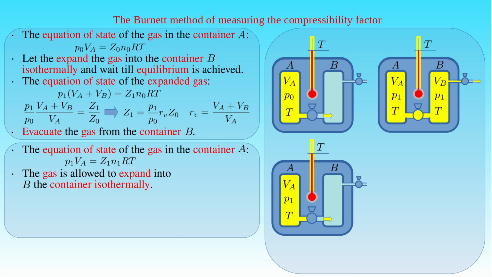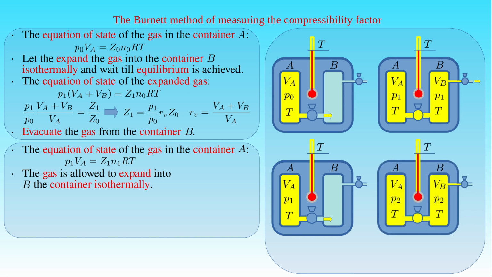We wait until the temperature of the expanded gas reaches the temperature T of the thermostat and the system attains thermodynamic equilibrium. Then we can measure the pressure P2 of the expanded gas, and write its equation of state in the form stating that the pressure P2 times the sum of the volumes VA and VB is equal to the compressibility factor Z2 times the amount of species N1 of the gas times the gas constant R times the temperature T.